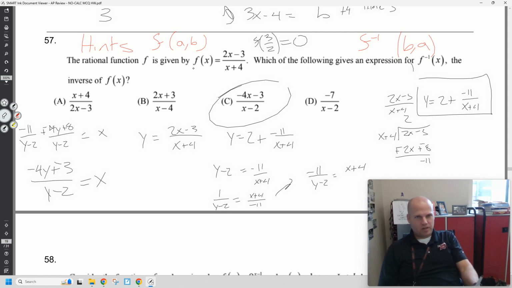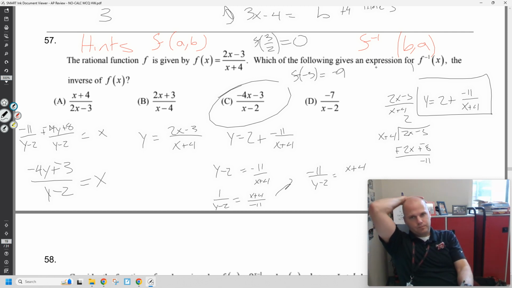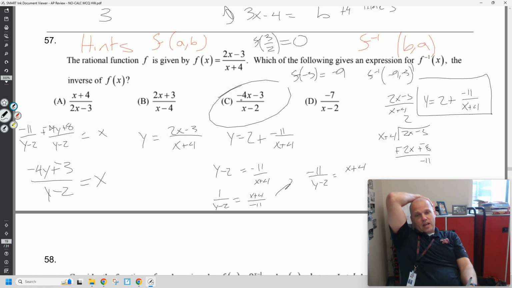Why negative 3? Because I'm going to get a 1 in the denominator. f of negative 3 equals negative 6 minus 3, which is negative 9, over 1. That means f inverse has to have the point negative 9, negative 3. Negative 9, positive 36 minus 3 is 33. Negative 9 minus 2 is negative 11.